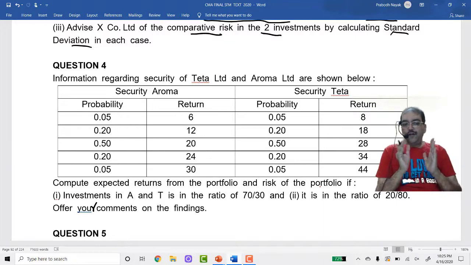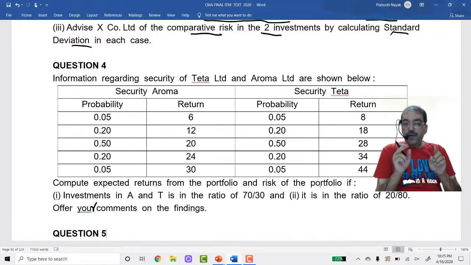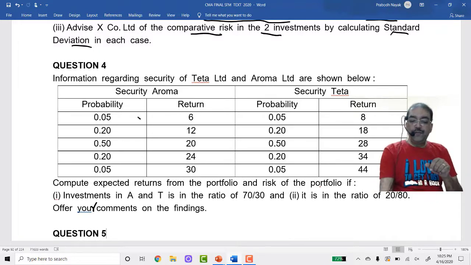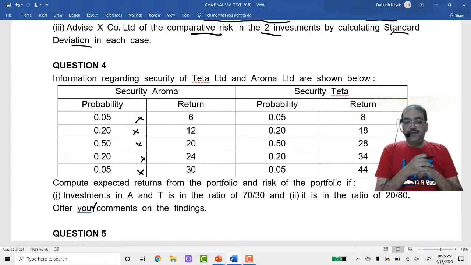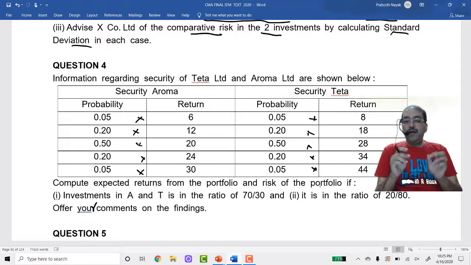First, let us organize this question. We are asked to calculate the expected returns from the portfolio. First, I'll calculate the expected returns of each security, Aroma separate, Theta separate. How? Multiply the two. Likewise, I will multiply these two figures, probability and return, and I will get Px in both the cases. That is my expected return of the individual security.